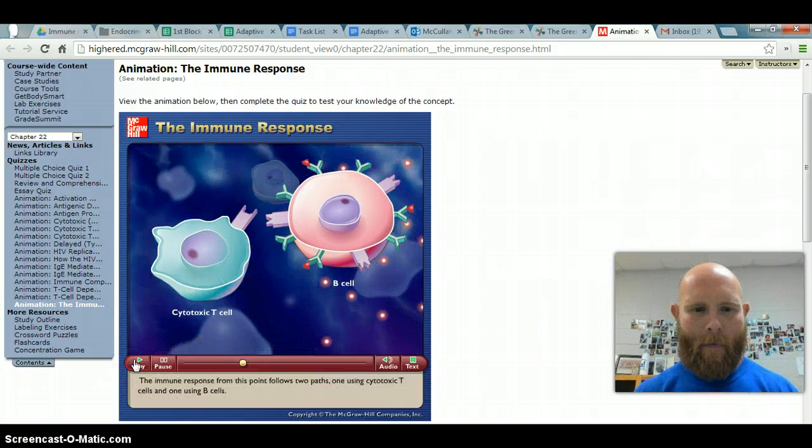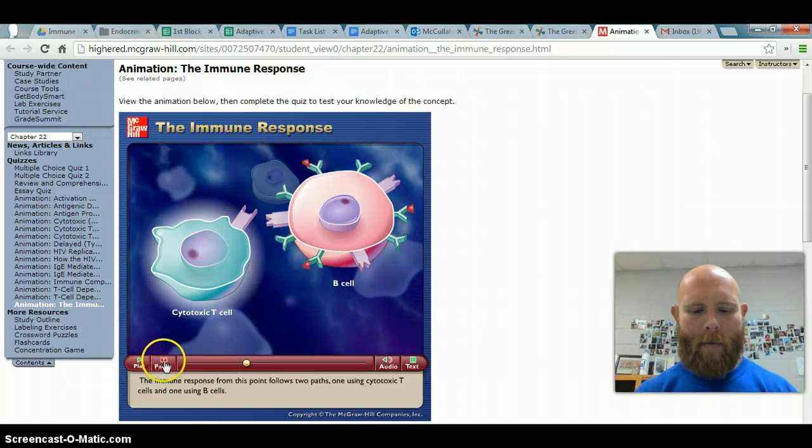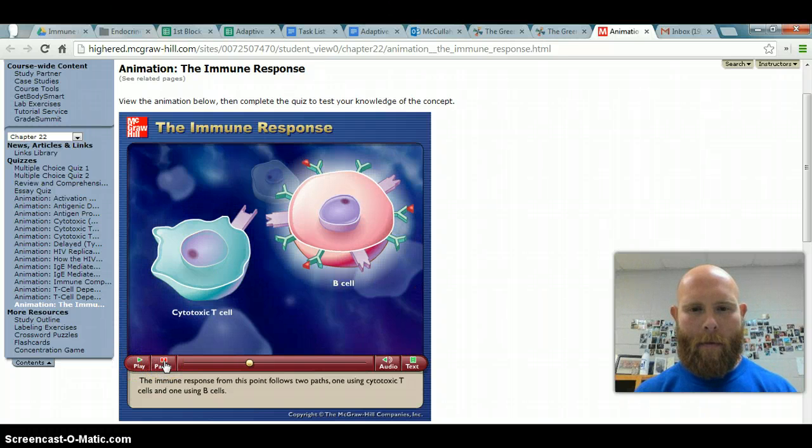The immune response from this point follows two paths, one using cytotoxic T cells and one using B cells. So this is where I'm talking about. We have cell-mediated immunity and we have antibody or humoral mediated immunity. Again, the cell-mediated immunity, as you're going to see here, is how we deal with cells that become infected. If a cell has been infected by a bacteria or a virus or a protist or a fungus or whatever, then we're going to use the cytotoxic T cells to deal with those. If we've got infected tissues and cells, we're going to use cells to destroy them. So we get cell-to-cell immunity.